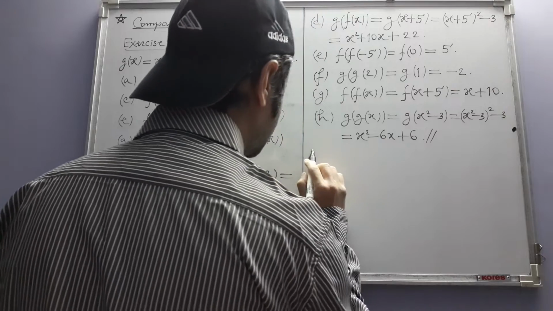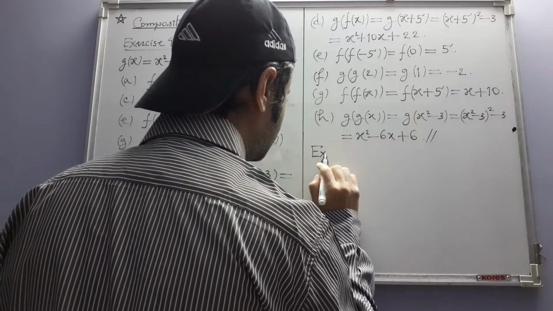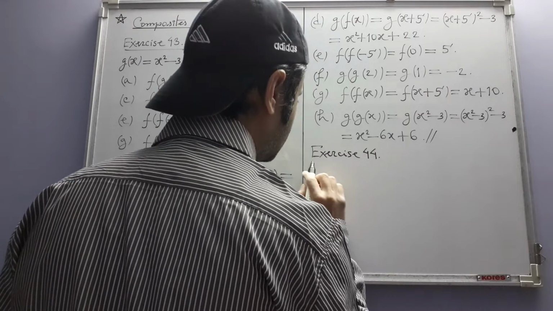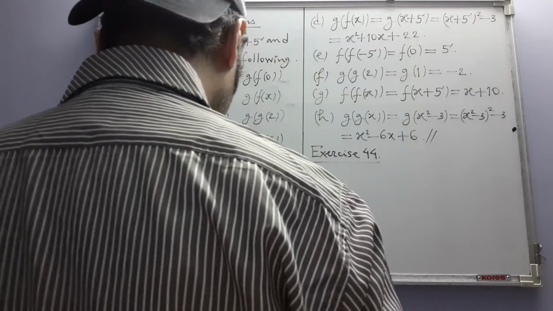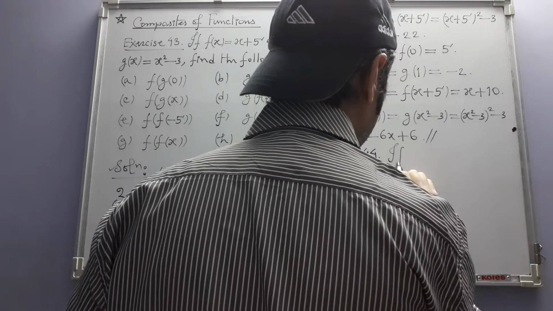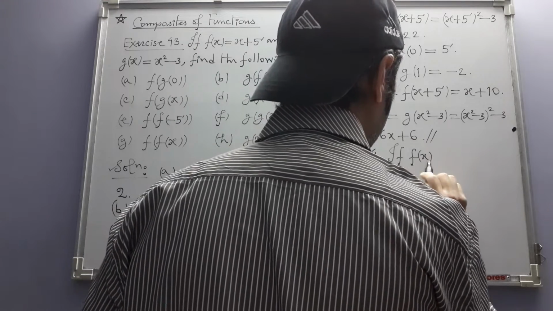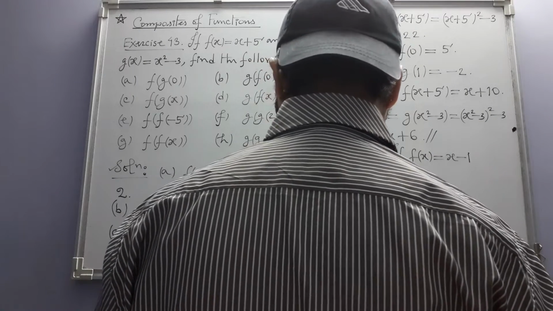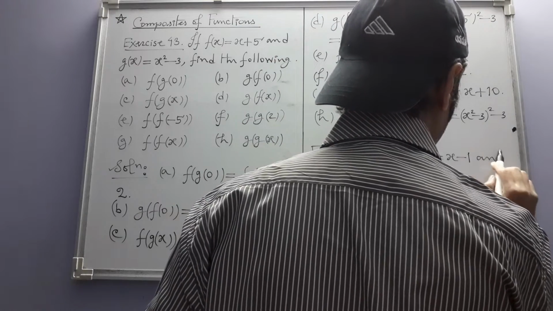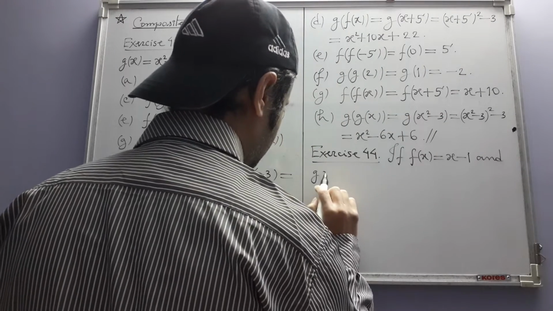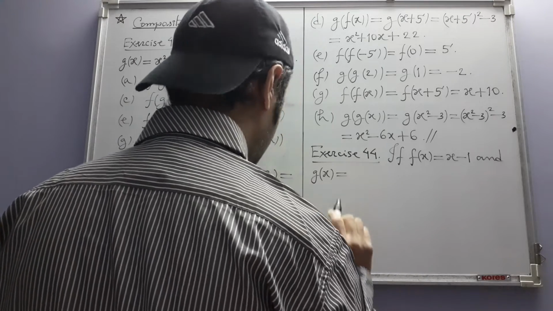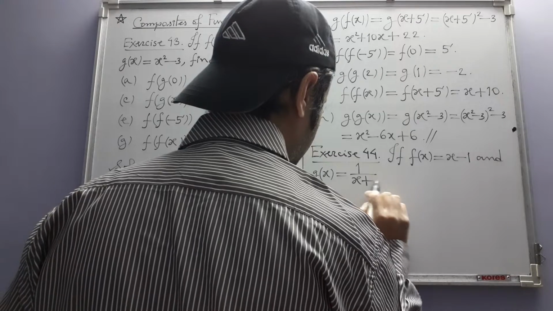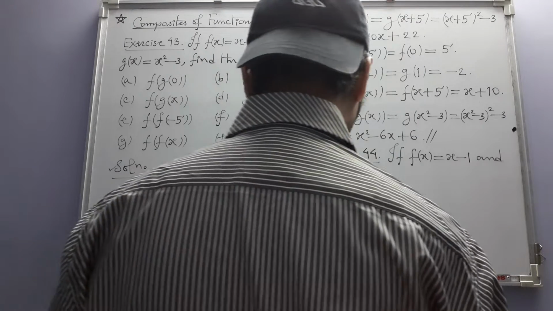Then 44 is something similar. If f of x is x minus 1 and g of x is the reciprocal of x plus 1, find the following.